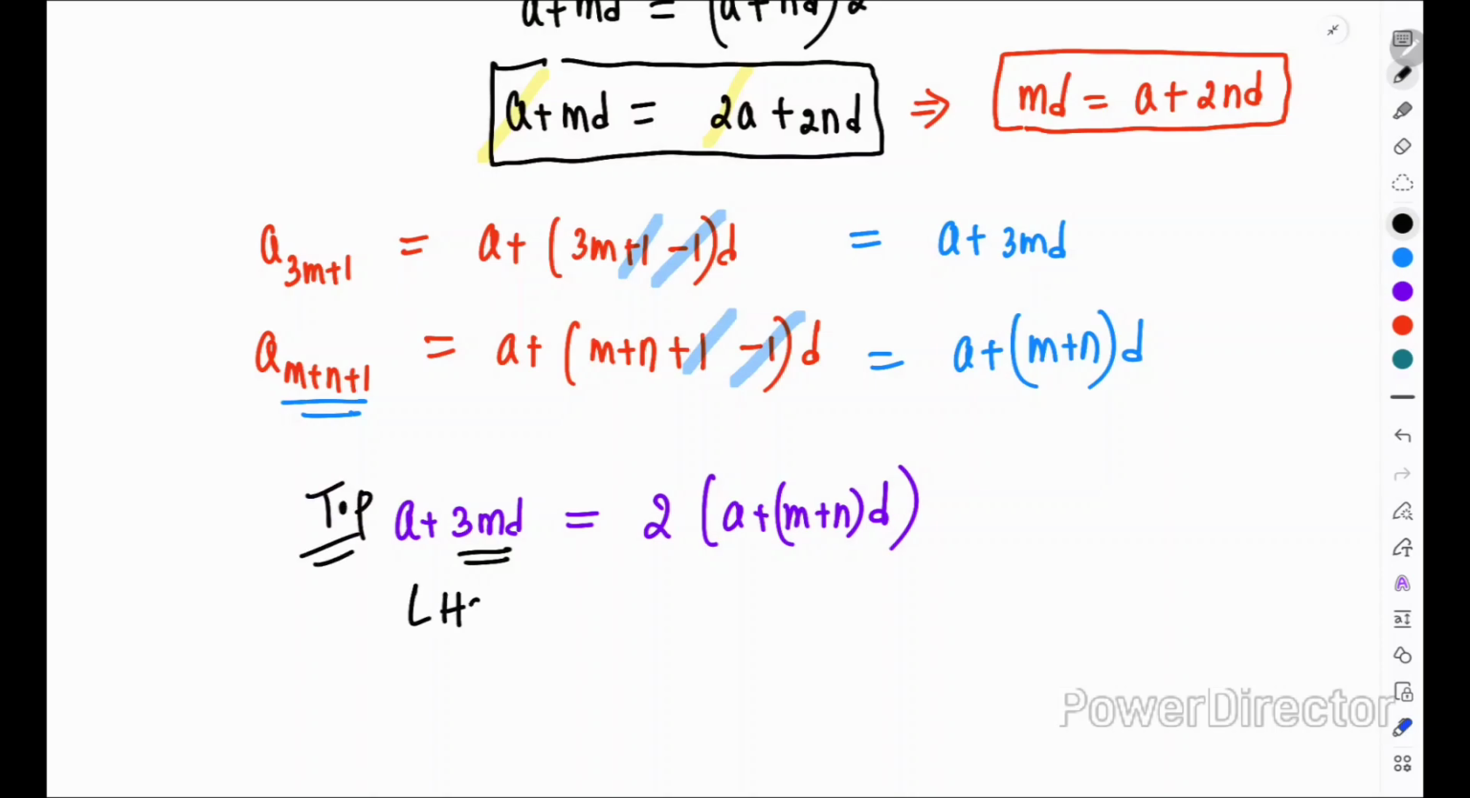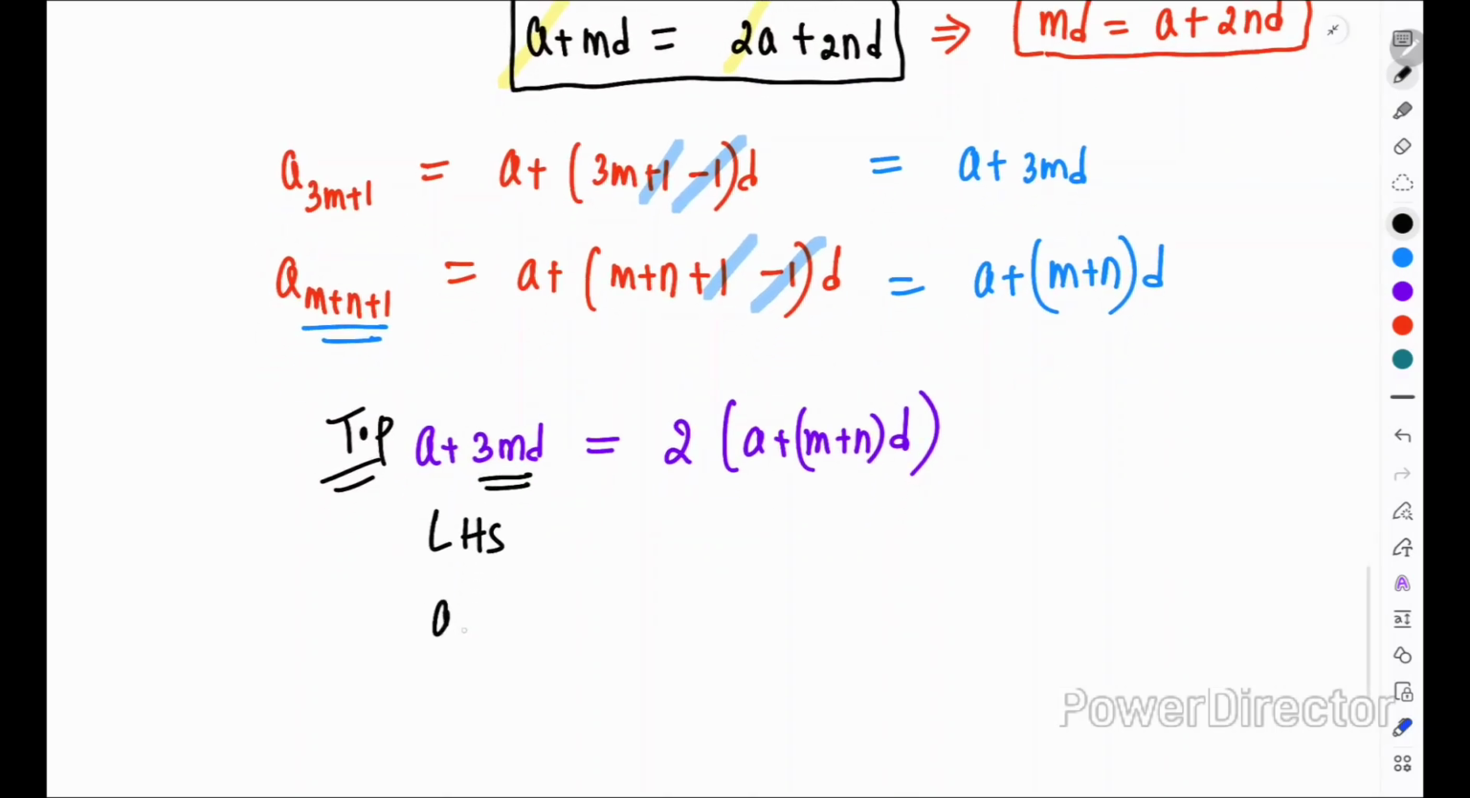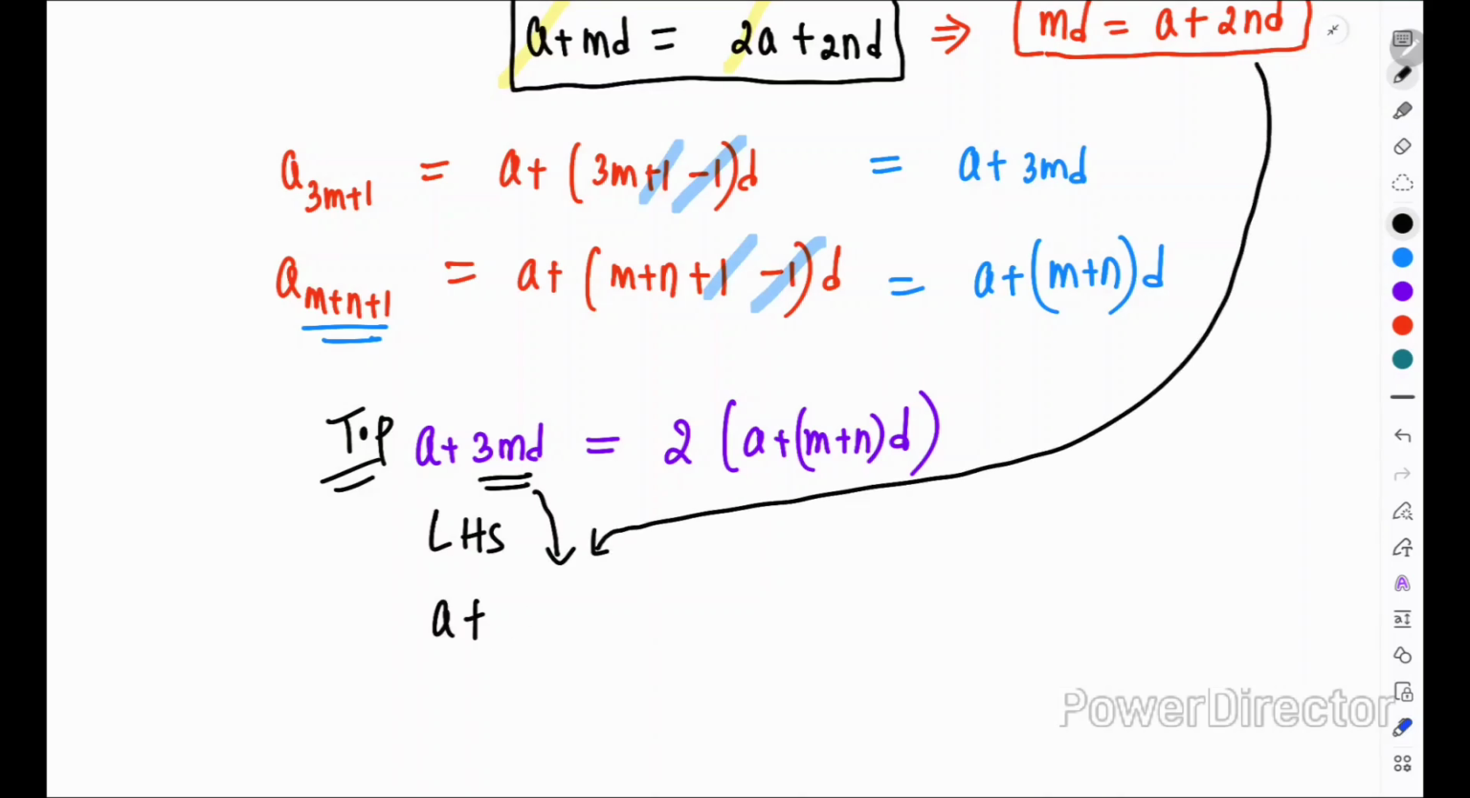So let me take the LHS and I'll try to prove it is equivalent to the RHS. Clear? So now a plus, in place of md, I have to replace this. In place of this, I will put this one. So what do I get? a plus, in place of md, I will replace, in place of md, I will replace what?